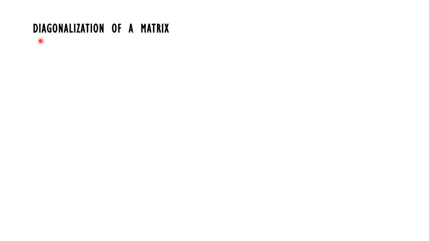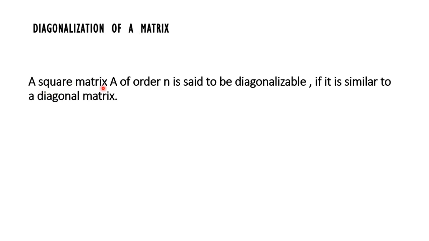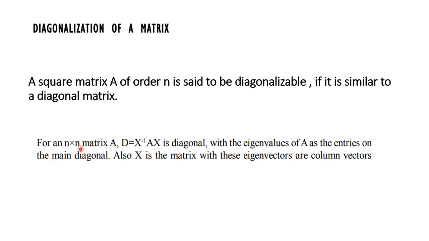Dear students, we now discuss the topic diagonalization of a matrix. A square matrix A of order n is said to be diagonalizable if it is similar to a diagonal matrix. That is, for an n by n matrix A, the matrix D equal to X inverse AX is diagonal with the eigenvalues of A as the entries on the main diagonal. Also, X is the matrix with these eigenvectors as column vectors.